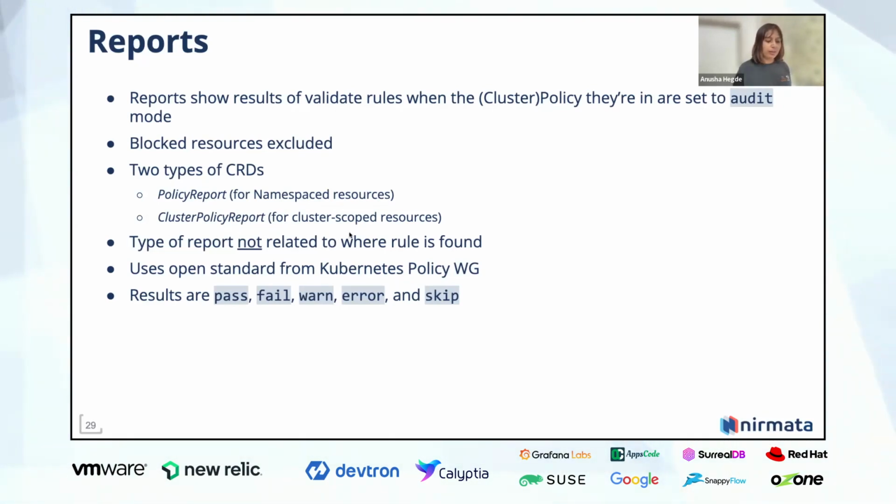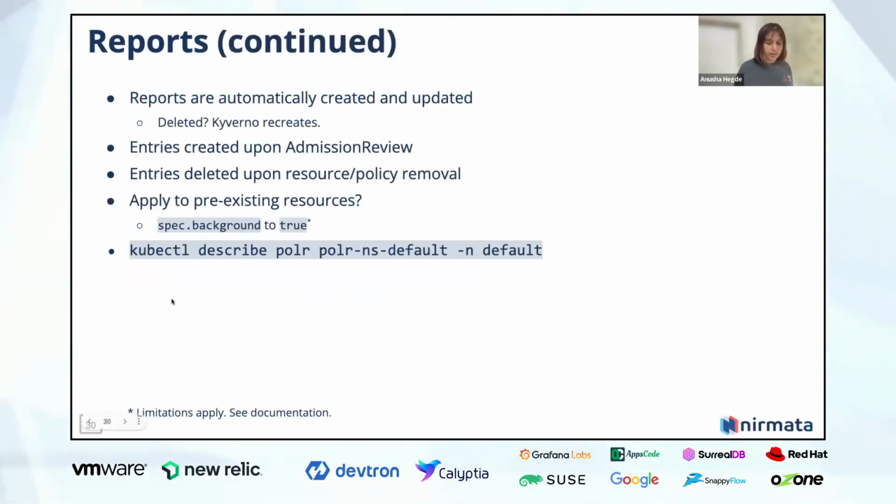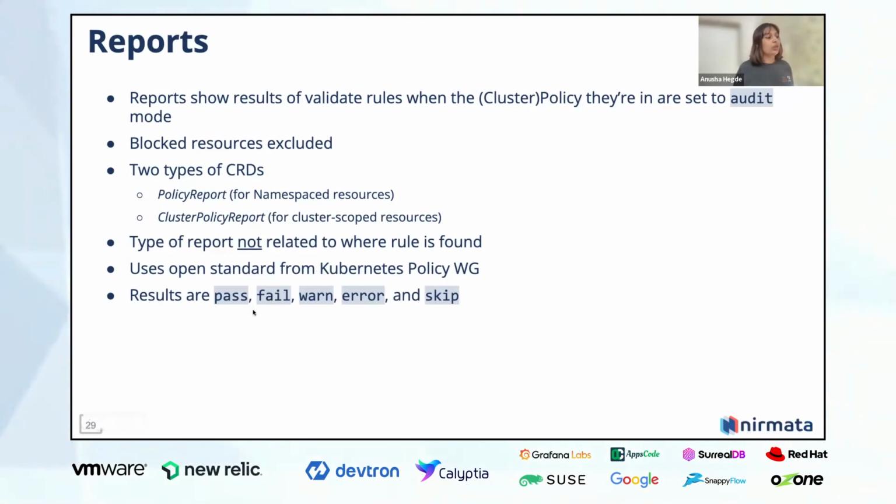So the type of report is not related to where the rule is found. If you have a namespace wherein a rule is violated, you'll be able to see policy report there. Like I said, it is from the Kubernetes policy working group, so it is not something that is Kyverno specific. This is a generic policy report format. And there are different kinds of results. So you have pass, fail, warn, error, and skip.